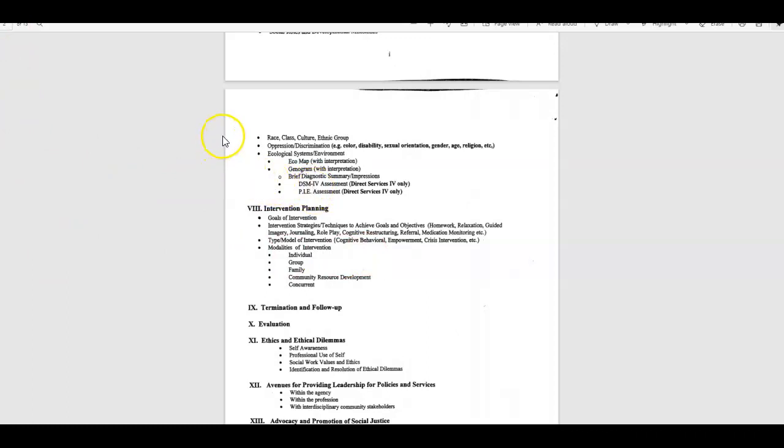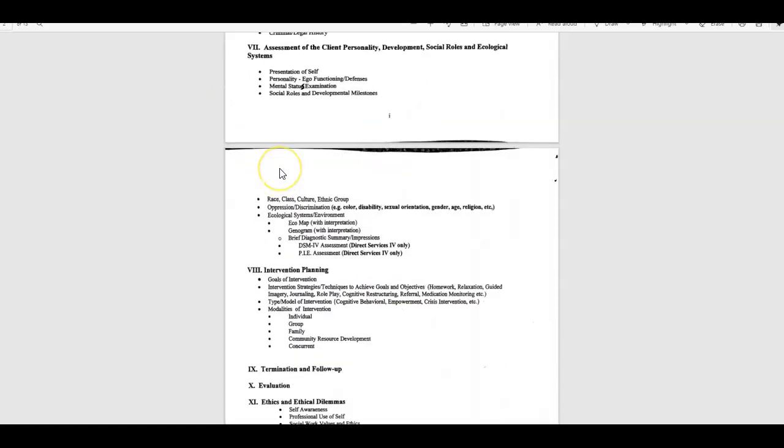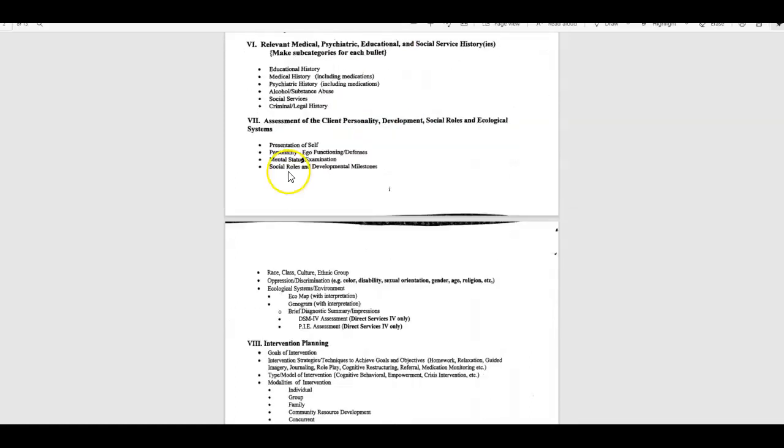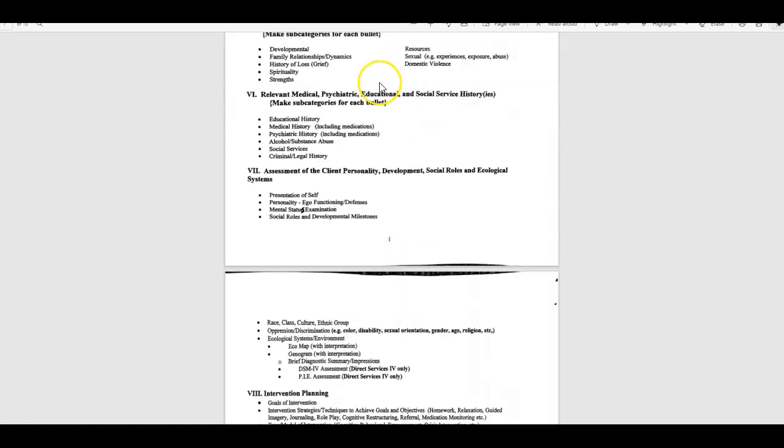Also, you'll see a PIE assessment, which is an acronym for person and environment. Again, intervention and planning, goals of intervention, intervention strategy, technique to achieve goals, modalities of intervention here. I don't want you to focus too much here. However, the importance of this section is to take all this information, your assessment information, and now you're starting to think of, okay, what are the interventions necessary given the problems that I was able to assess up here.